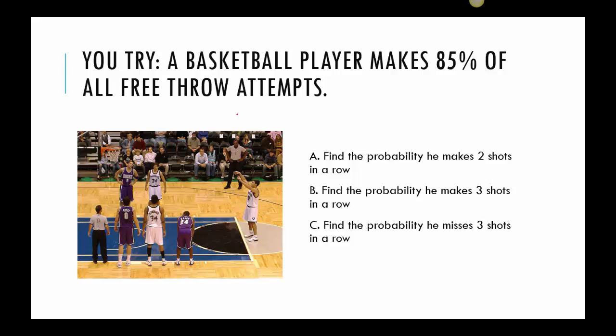Find that probability. Then we're going to say, well, let's let him have 3 shots. So let's see if he can get 3 in a row. And then let's look at the probability that he misses 3 shots in a row. What would that look like? All right, so do those. Give yourself, again, a couple of minutes to try these out, and then come back and check out with me. Let's see how you did.